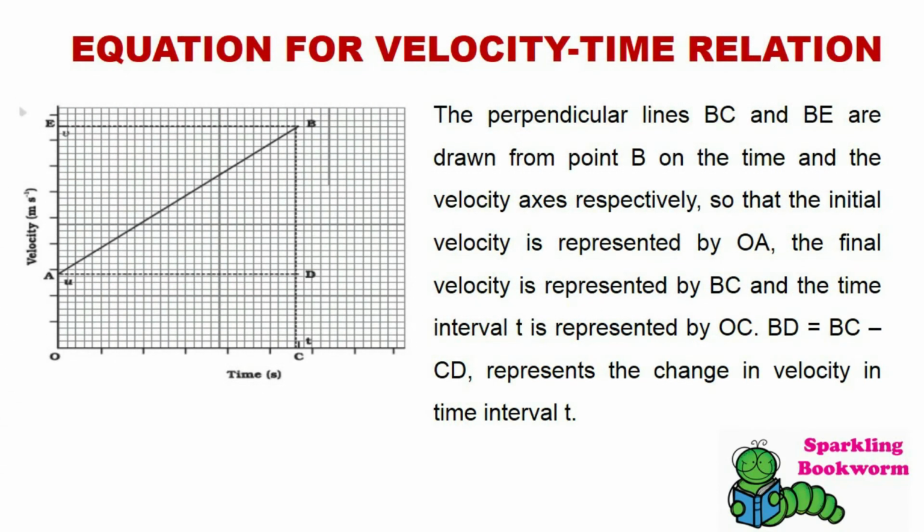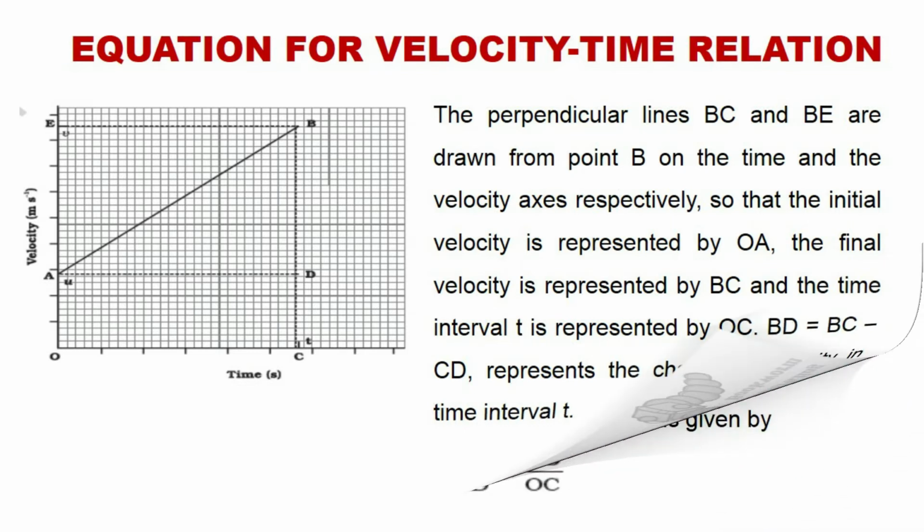Equation for velocity-time relation. The perpendicular lines BC and BE are drawn from point B on the time and the velocity axes respectively, so that the initial velocity is represented by OA, the final velocity is represented by BC and the time interval t is represented by OC. BD equals BC minus CD, represents the change in velocity in time interval t.